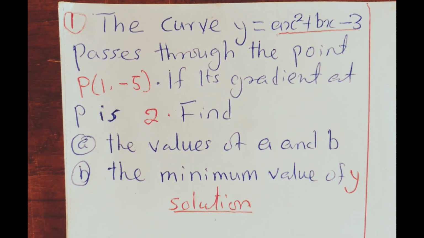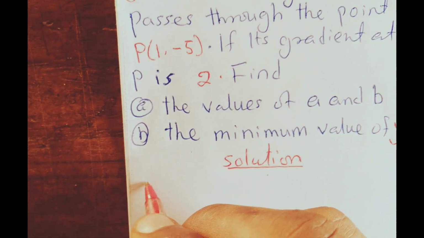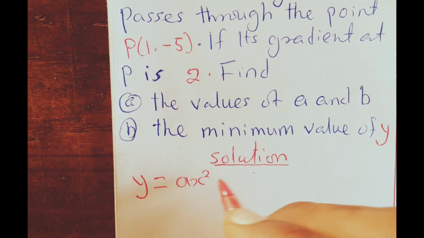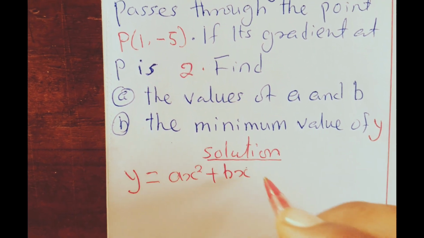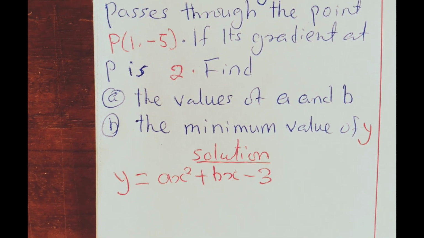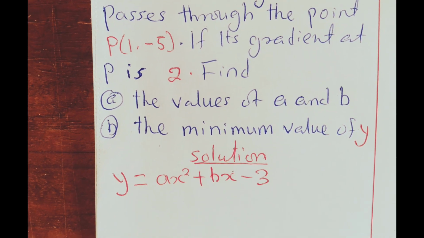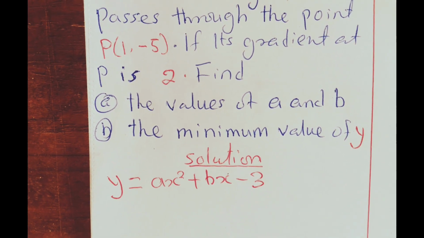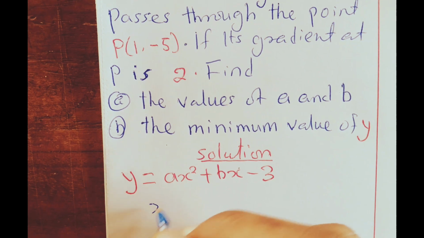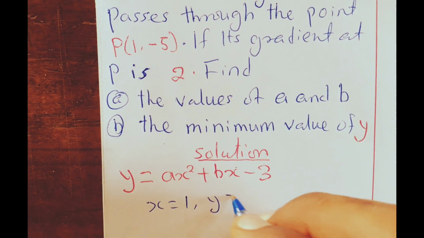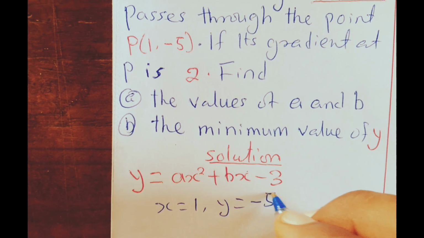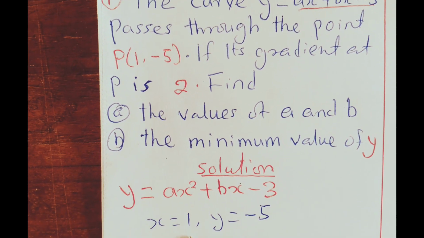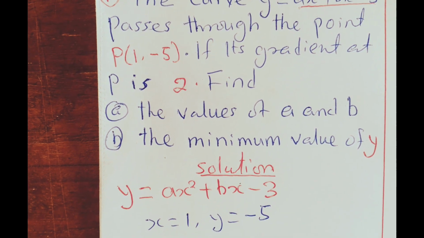All right, so we are having a curve. Let me write the curve down. The curve is y is equal to ax squared plus bx minus 3. Now, they say this curve passes through a point P, and that point is (1, -5). So what it means is that at that point, x is equal to 1, y is equal to -5. So my work is to substitute -5, which is y, and x, which is 1, into the curve.